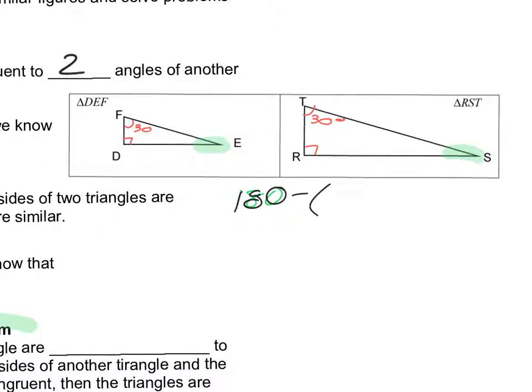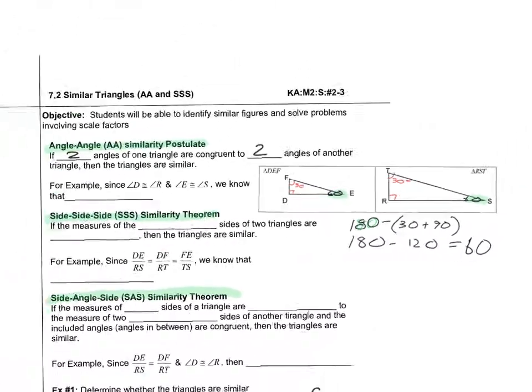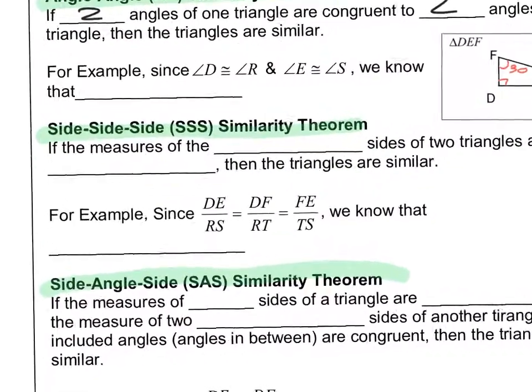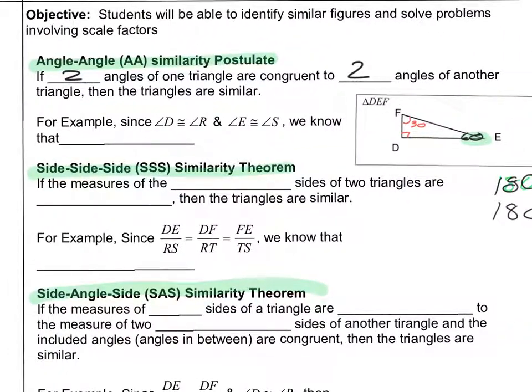180 minus 30 and 90. Well, 30 and 90 is 120. So 180 minus 120 is 60. So I would actually know that these 2 angles are 60, even if they didn't give me that information. And I would therefore know that they're congruent. So if you just have 2 angles congruent, it assumes that the third angle is congruent as well. So just having 2 angles of 2 triangles congruent is enough to determine that the 2 triangles are similar.